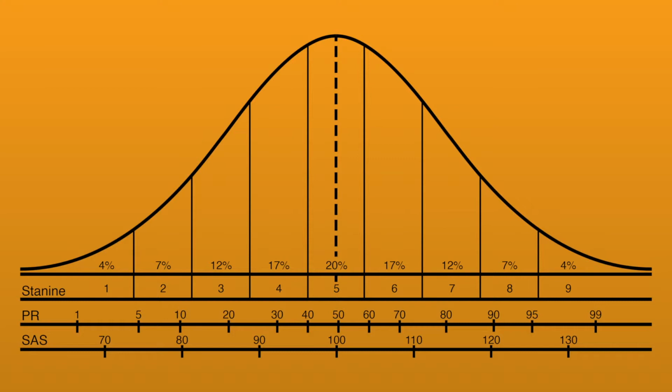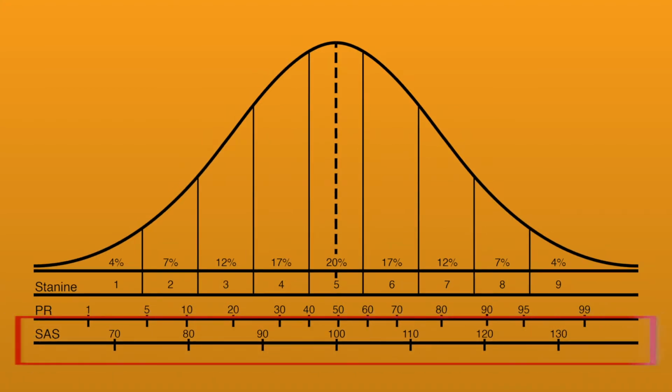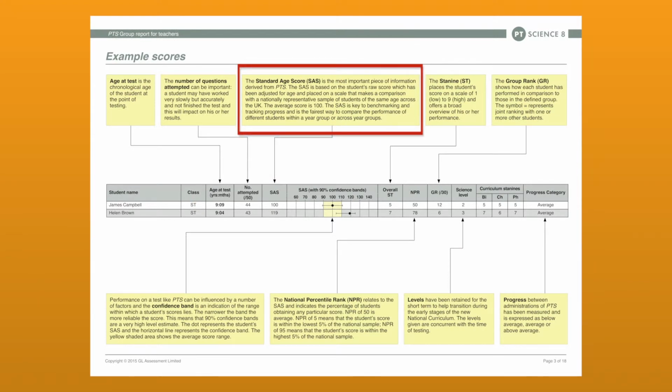The most important piece of data that you can take from the reports is the standard age score. This is a score that is provided for every individual student, and it compares their performance with students of exactly the same age in years and months. The possible range of scores is from 69 to 141. For each age, a score of 100 is the average. Each report gives a description of the standard age score to help with interpretation.